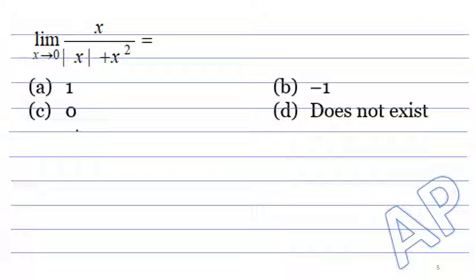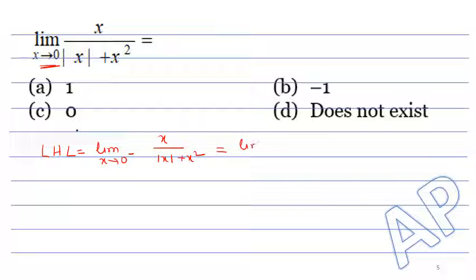Evaluate limit as x tends to 0 of x by modulus of x plus x square. To find the value of this limit, let us find both left hand limit and right hand limit. Left hand limit will be limit as x approaches 0 minus of x by modulus of x plus x square.